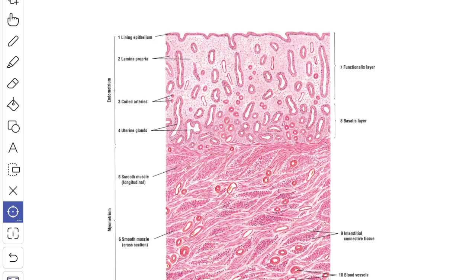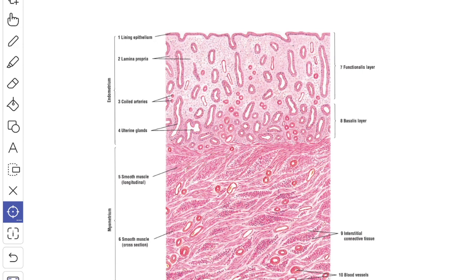The mucous coat, or the endometrium, consists of a surface epithelium and the stroma, that is known as the lamina propria. The surface epithelium is lined by simple columnar cells. Before puberty, the surface cells are ciliated. The endometrial stroma consists of highly cellular connective tissue with simple tubular glands. So these are the tubular glands in the stroma. The glands are lined by columnar cells.